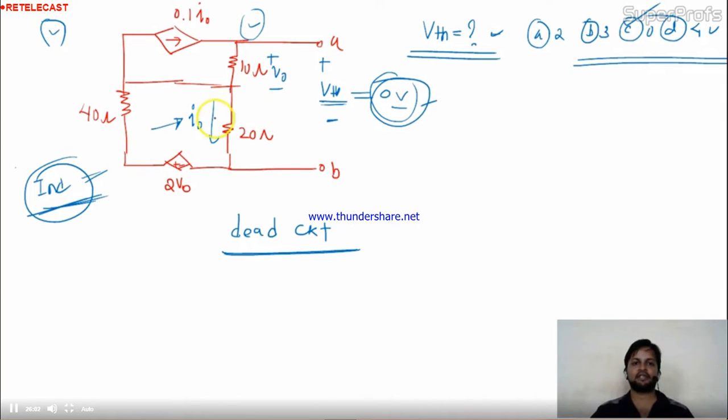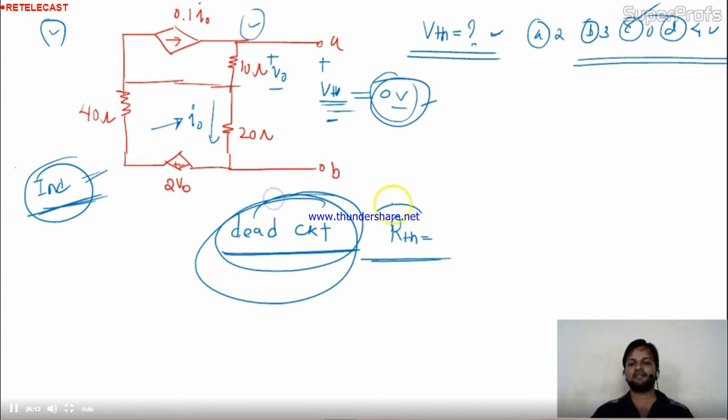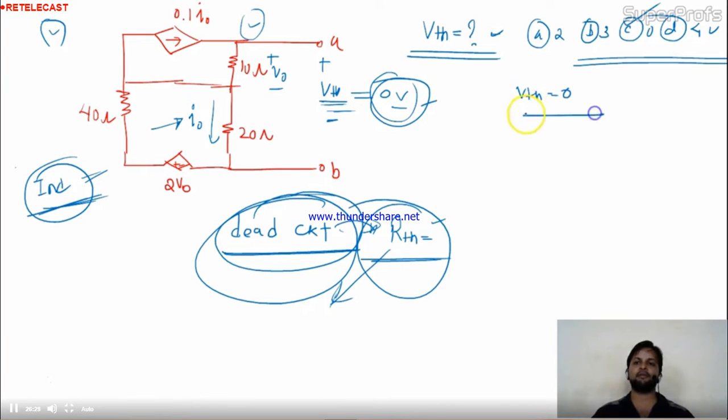So this type of circuit is called the dead circuit. For the dead circuit, we don't have any voltage or current value in the circuit, but we have RTH for that circuit. Resistance is nothing but a passive element. So that's why the dead circuit contains only the equivalent resistance, not a voltage value. So for this particular circuit, VTH is nothing but 0. I hope it's clear for you.